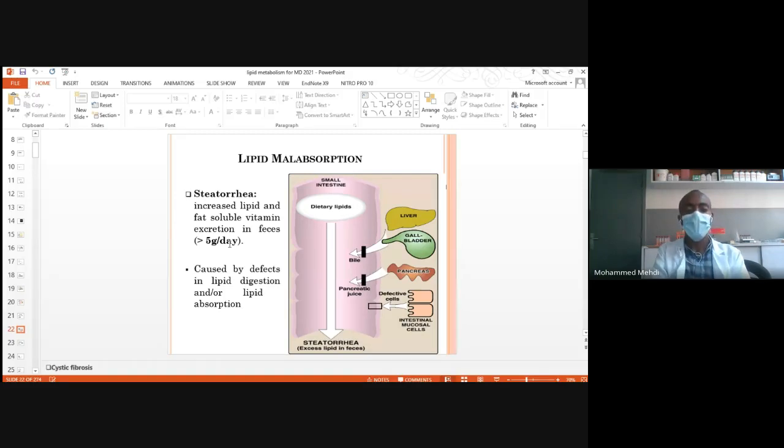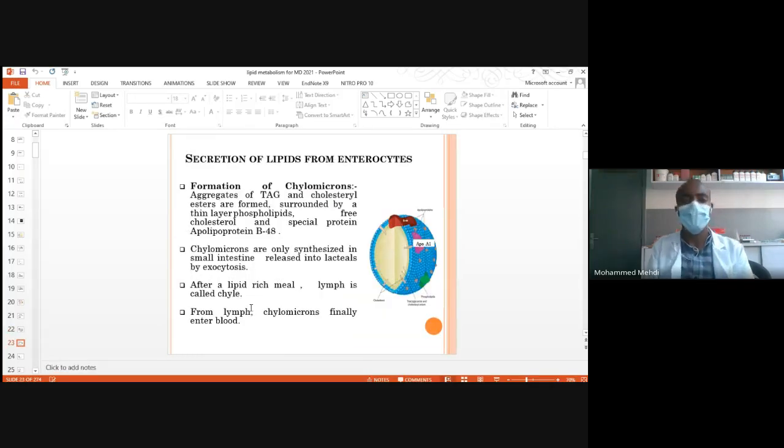This is caused by defects in lipid digestion or lipid absorption anywhere in the intestine or in the accessory organs. Defects cause this steatorrhea. Next, secretion of lipid from enterocytes. After absorption into enterocytes, there will be secretion into the lymphatic vessel.